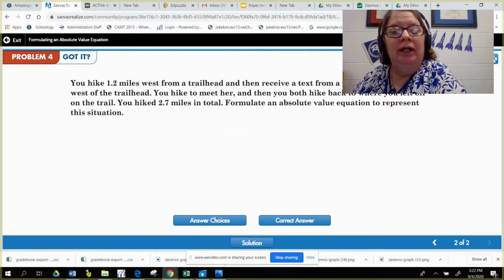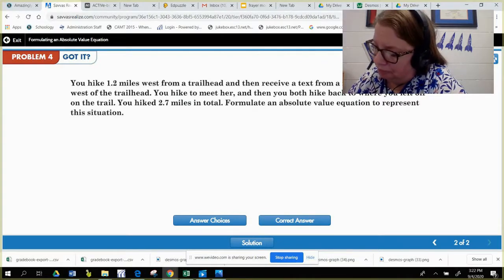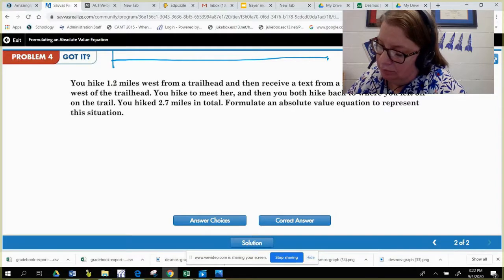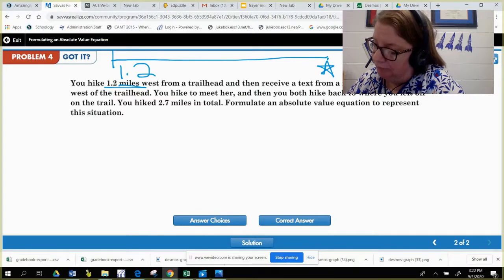Okay, do you know what trailhead means? Trailhead is the beginning of the trail. So if the trailhead is here and you hike west, how far? 1.2 miles. This is the trailhead at the beginning.